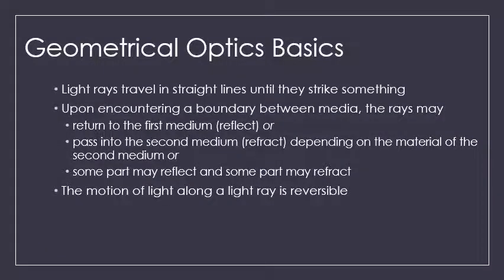So, to recap, light rays are going to travel in straight lines until they run into something. When they encounter a boundary between two media, then we've got a couple of options. One is they can return right back. That's what we call reflection. Or sometimes the ray will pass from one medium into the next medium. And so when that happens, there's a refraction. Or, and this is usually the case, a little bit of both is happening. Some gets reflected and some gets refracted.